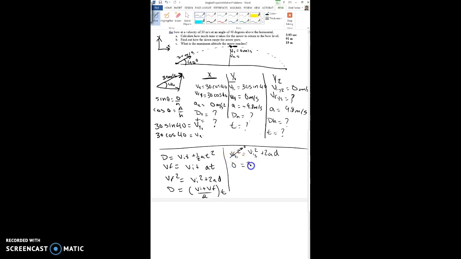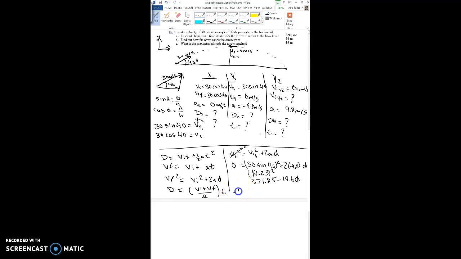My initial velocity is 30 sine 40. That whole thing squared plus 2 times the negative 9.8 times distance. Good. So when we work this out, we will have 30 sine 40. That quantity is 19.23. Square that quantity, and you get 371.85 minus 19.6.